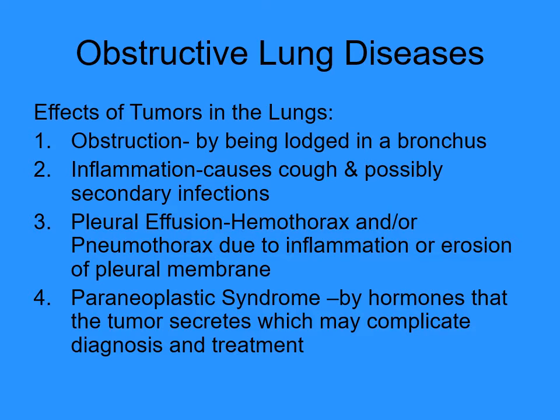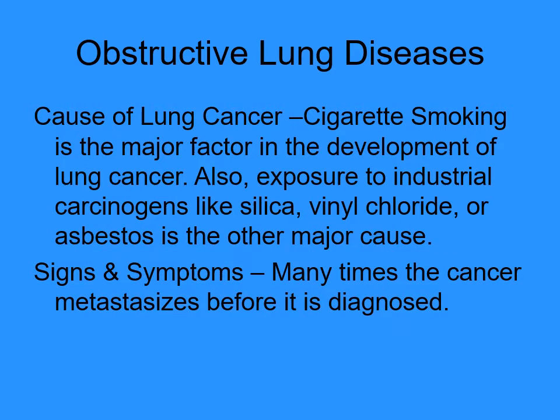And this is something that's very interesting because sometimes these tumor cells are able to produce hormones that act very similar to other hormones that are produced in the body. And one of them that's very common is ACTH, the one that affects the adrenal cortex. So that's paraneoplastic syndrome. Cause of lung cancer, the primary cause is cigarette smoking. That's the major factor in the development of lung cancer. Also, exposure to industrial carcinogens like silica, vinyl chloride, or asbestos is the other major cause.